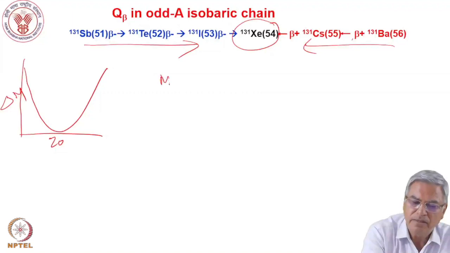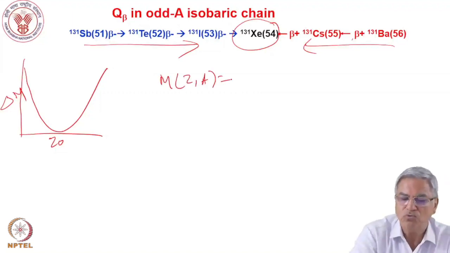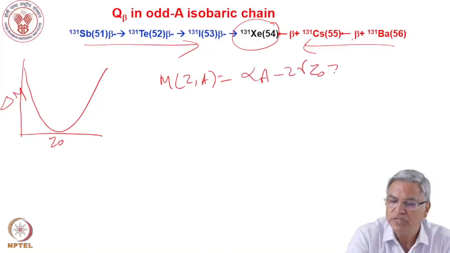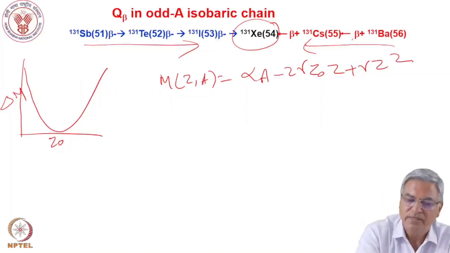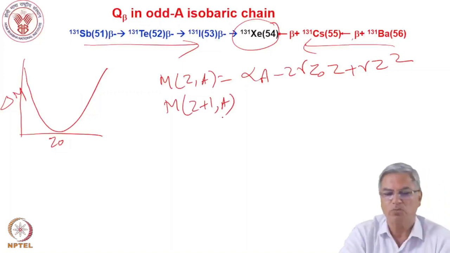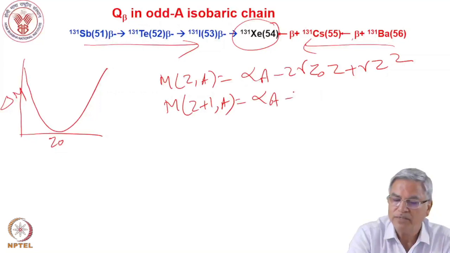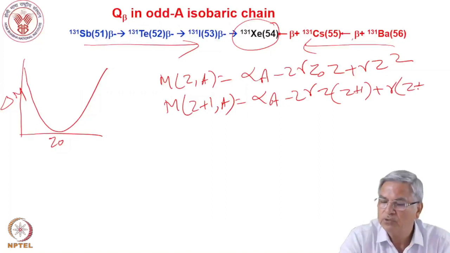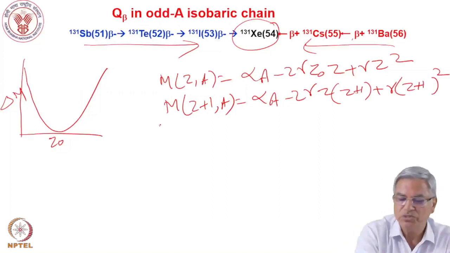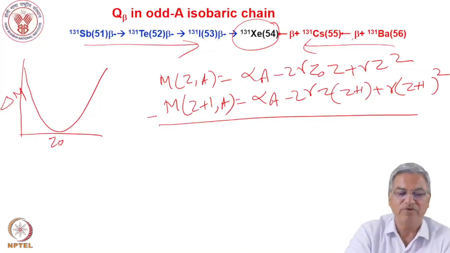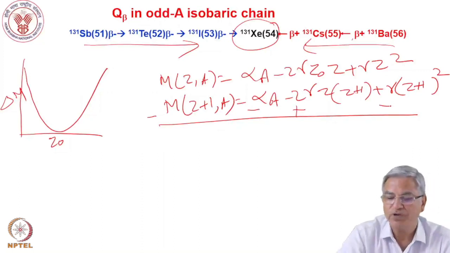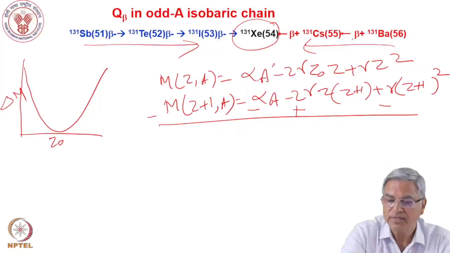So we write M(Z,A) equal to alpha A minus 2 gamma Z0 Z plus gamma Z square. And now you have the next isobar, M(Z plus 1,A), equal to alpha A minus 2 gamma Z0 (Z plus 1) plus gamma (Z plus 1) square. So this is the delta M value for adjacent isobars. That means we are trying to find out the Q beta for a beta decay. So alpha A will get cancelled out.